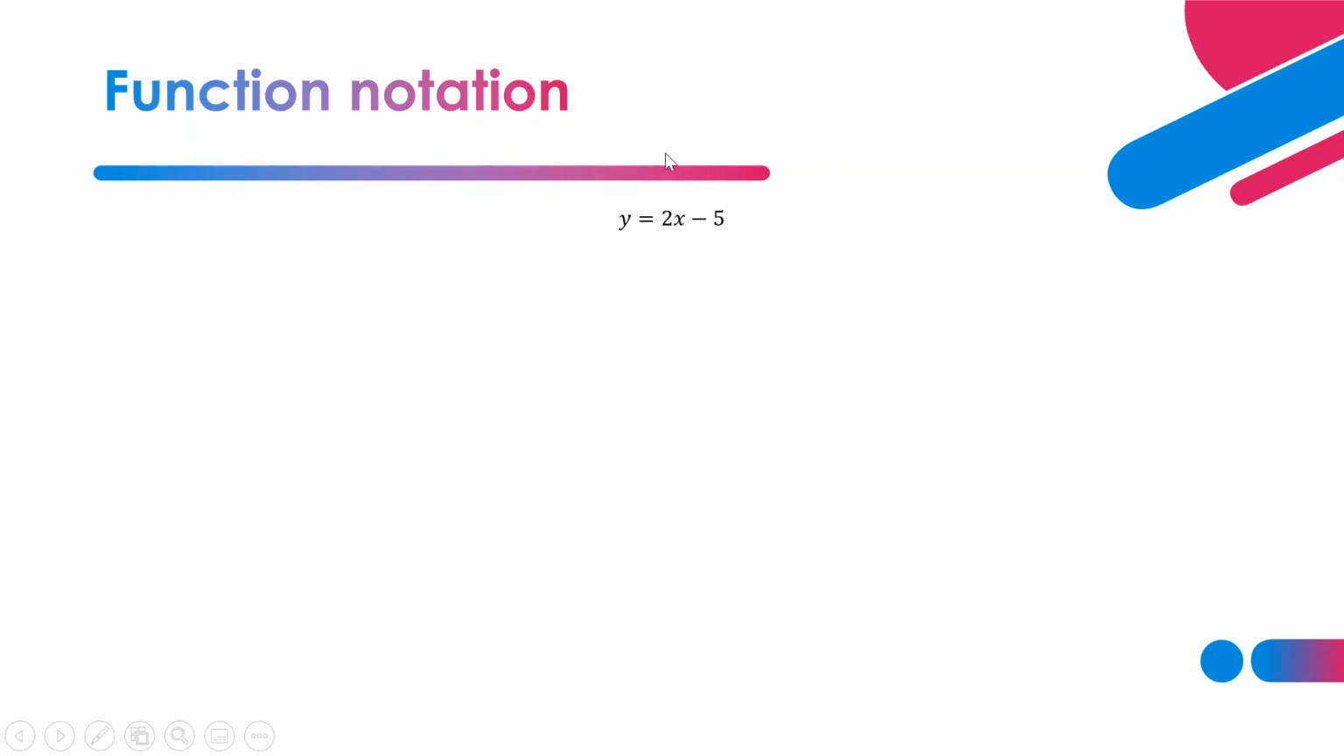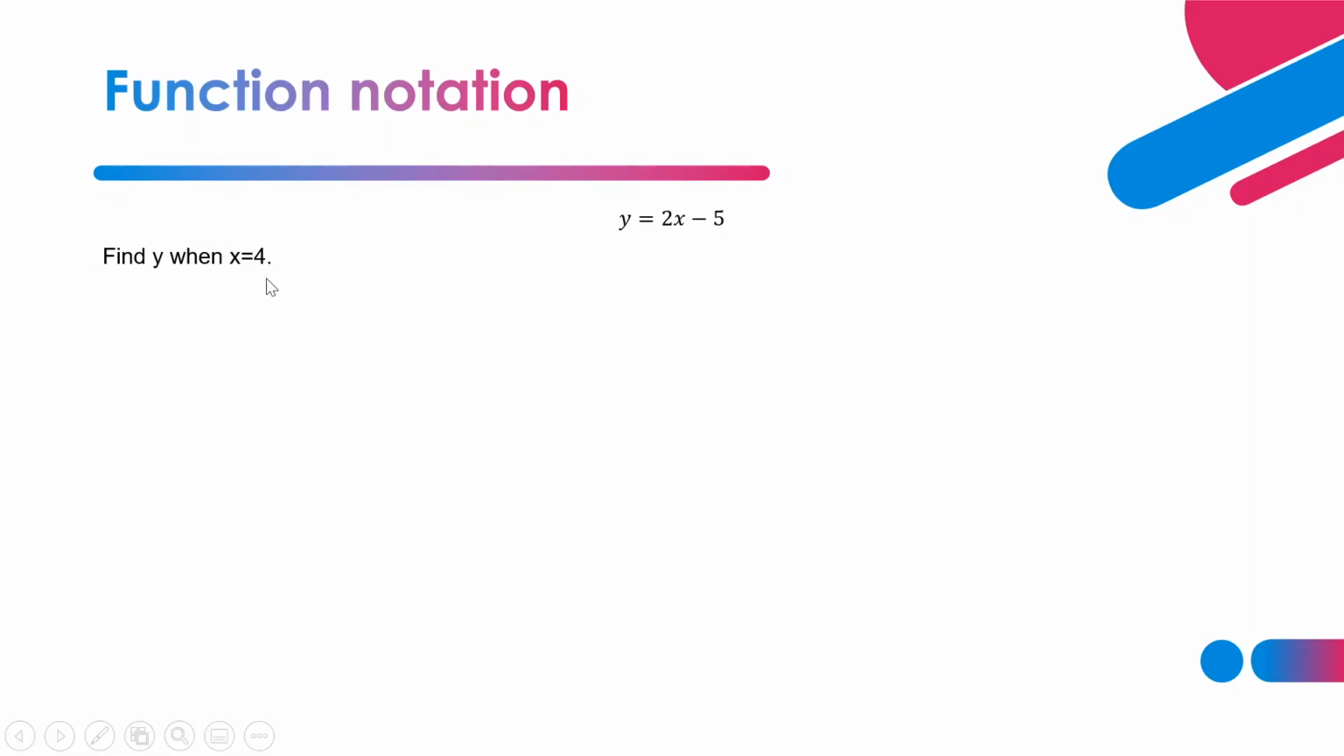But if I asked you to find y when x is equal to 4, you know what to do. You would just replace every single x that you see with 4 and you would solve for y. So if you were to replace the x with 4, you would get 2 times 4 minus 5, and I guess that would be 3. That's fine and dandy, but I don't want to always keep writing find y when x is equal to 4.